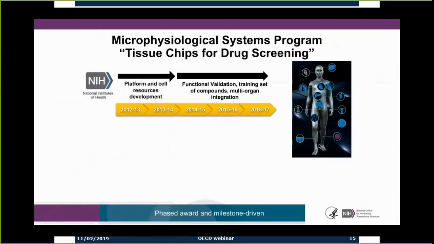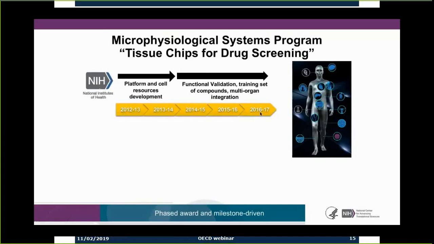So as I've already stated, NIH through NCATS started this program in 2012, and it was a 5-year program that ran through 2017. The first 2 years of the program were to develop the bioengineered platform as well as the cell resources, primarily primaries and induced pluripotent stem cells. And then the last 3 years of the program involved functional validation.